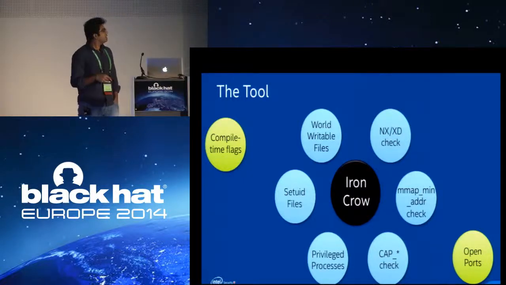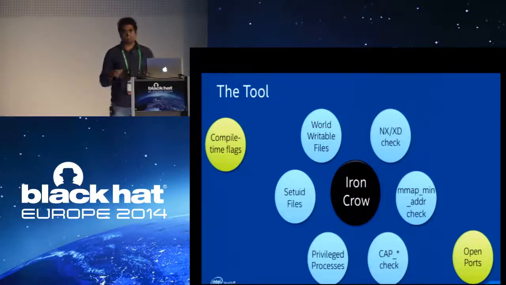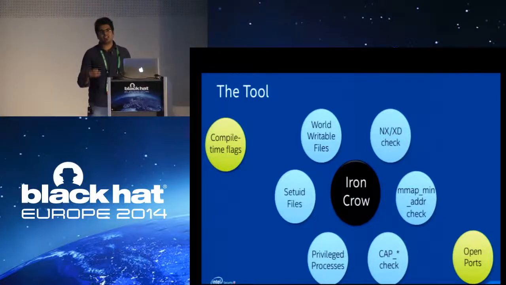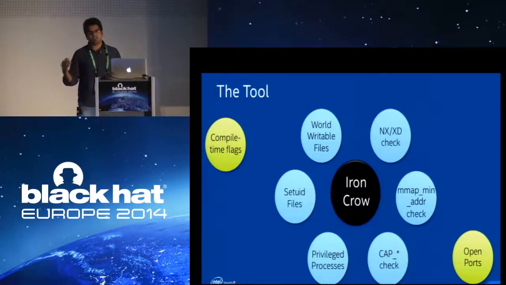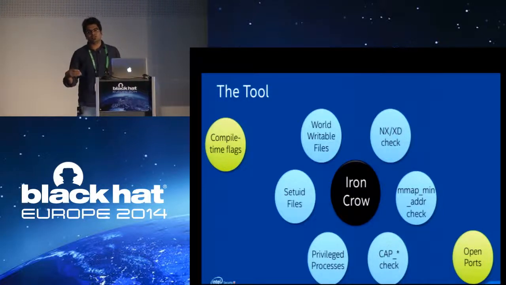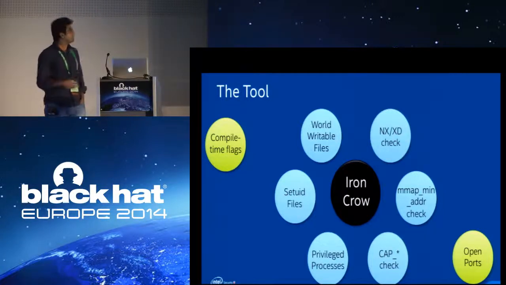If the mmap min addr value is not set to a proper limit, a hacker or a malicious user can strategically place code at the address pointing to null, and then it could lead to system crashes, privilege escalation, or unintended code execution.